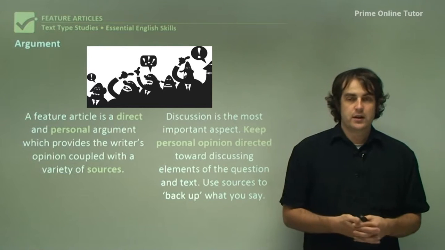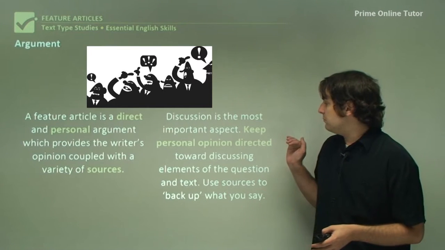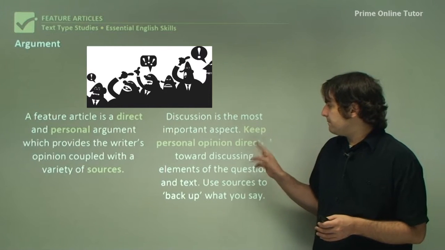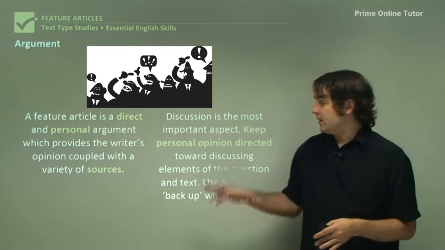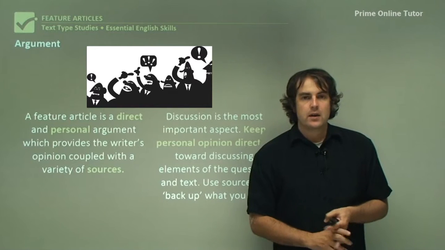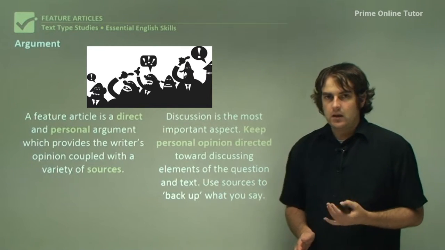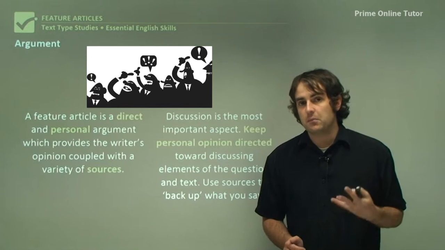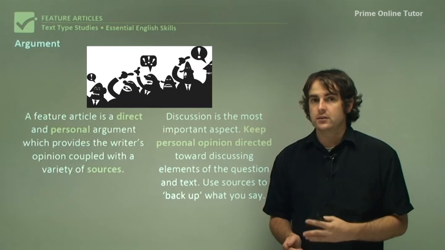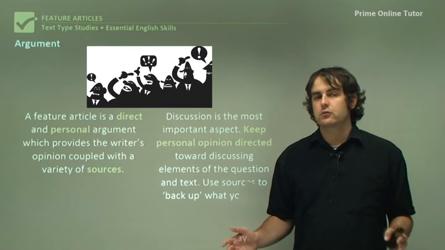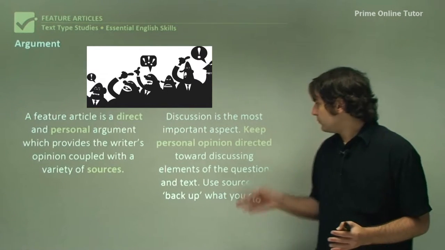Discussion is the most important aspect, because your personal opinion must be directed. Now, what I mean by personal opinion directed, and why I've got it highlighted in these big yellow letters here, is because one of the greatest weaknesses, and this is actually what makes feature articles harder to write than an essay, is that extra freedom means there's extra room for you to go wrong.